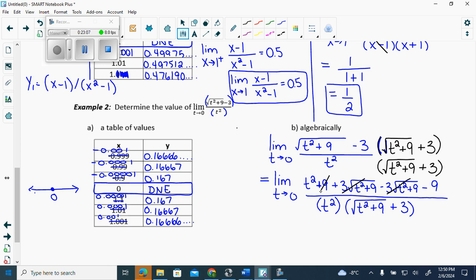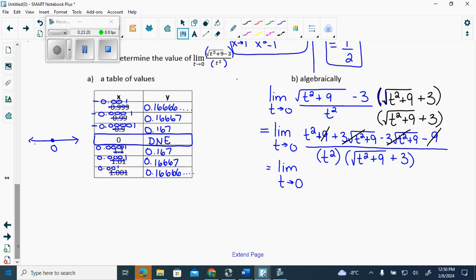Up here, the 9 and the negative 9 cancel. What am I left with in the top? I'll show this step. So the limit is, and I keep writing the limit until I plug that 0 in, right? You rewrite that limit over and over and over until you plug that 0 in, because that's telling you what x is. The moment you plug it in, the limit goes away. So on the top, I have t squared in the numerator. And then in the denominator, I have t squared, square root t squared plus 9 plus 3.